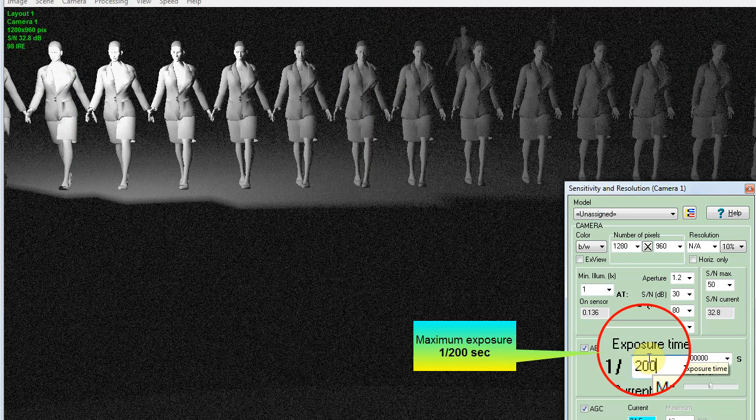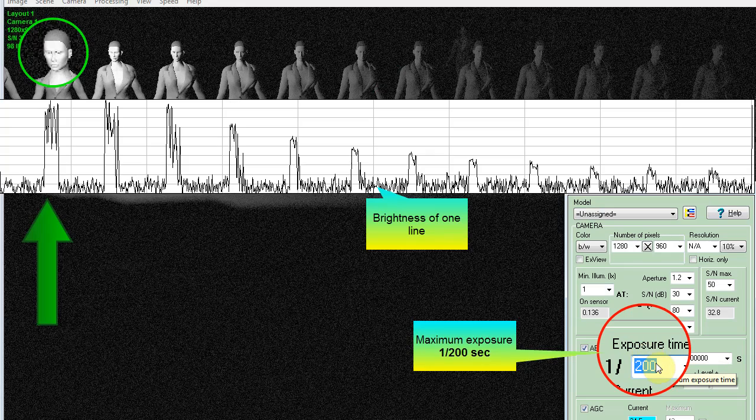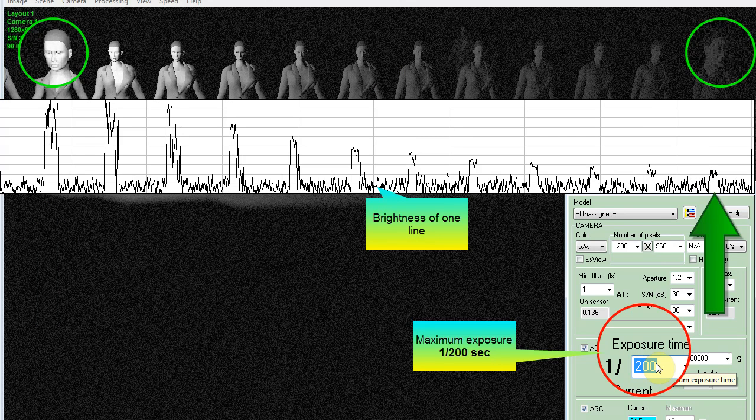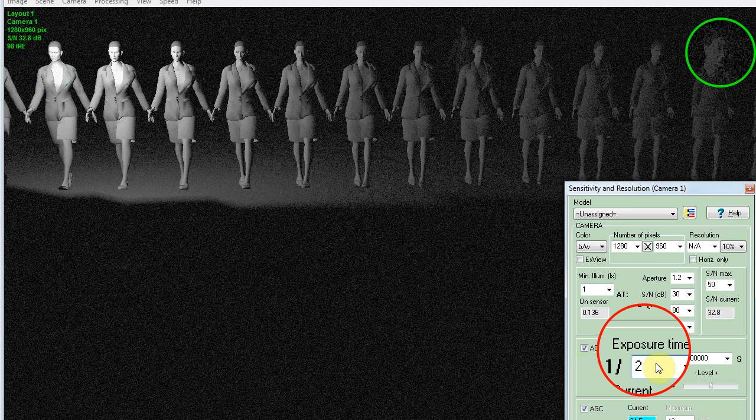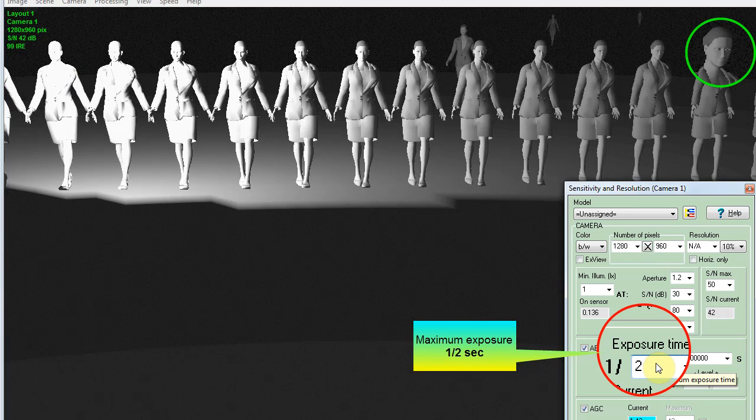If we reduce the exposure of a camera to 1/200th of a second, then the maximum illuminated areas are no longer clipped, but low light areas become even less contrast. If we increase the maximum camera exposure up to half a second, the dark areas become more contrast, but the bright areas become more clipped.